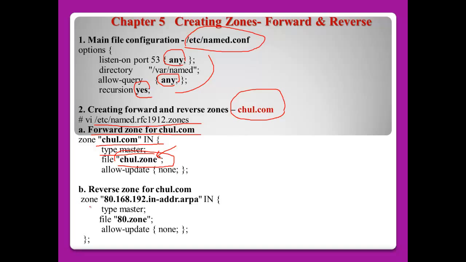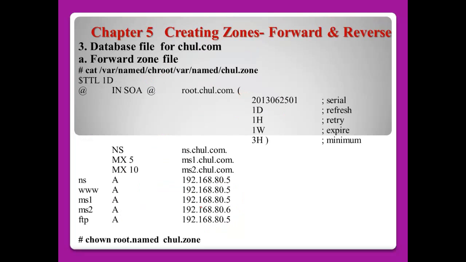And the reverse zone, 5.168.192.in-addr.arpa. In-addr.arpa relates to the root name servers, and this is the network address my interface belongs to. So I decided like this. And the file name, in my case, is 5.zone. This one is the information about the reverse zone of the domain chol.com.